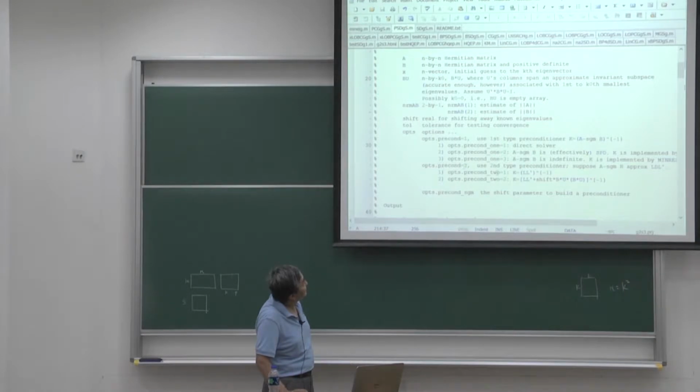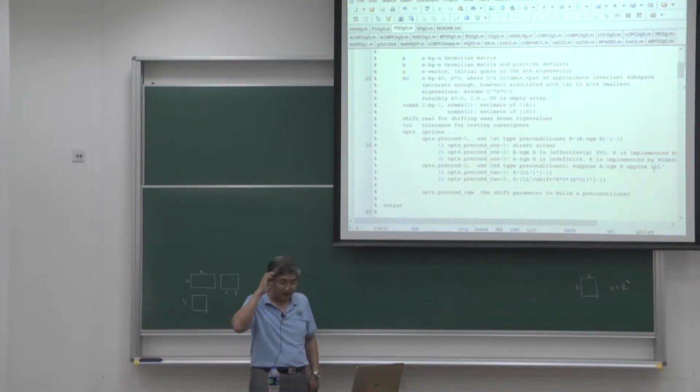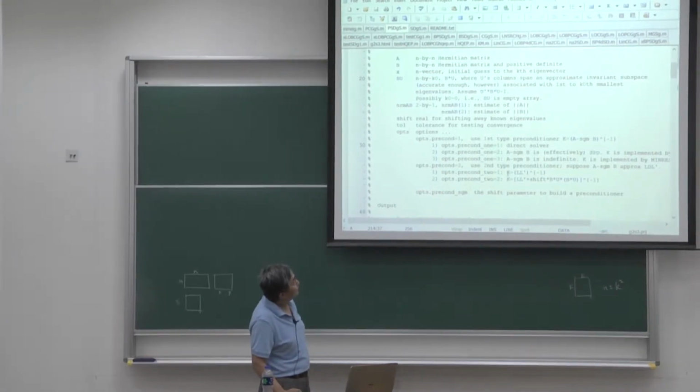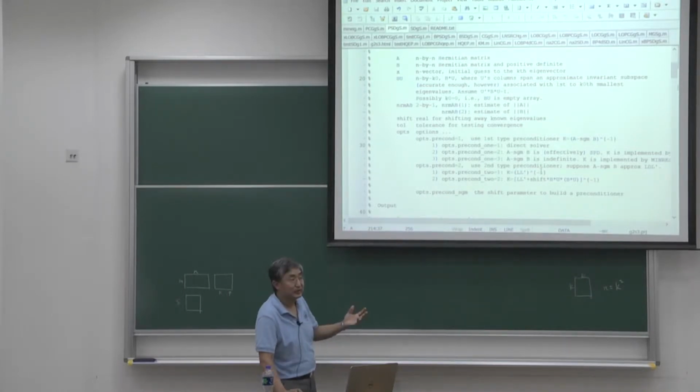The second option is the second preconditioner we talked about. You do the incomplete LDL transformation on this shifted A minus sigma B, and then you drop D. D is supposed to be plus or minus 1 on the diagonal. The one would be using L L transpose inverse. That's what we talked about.